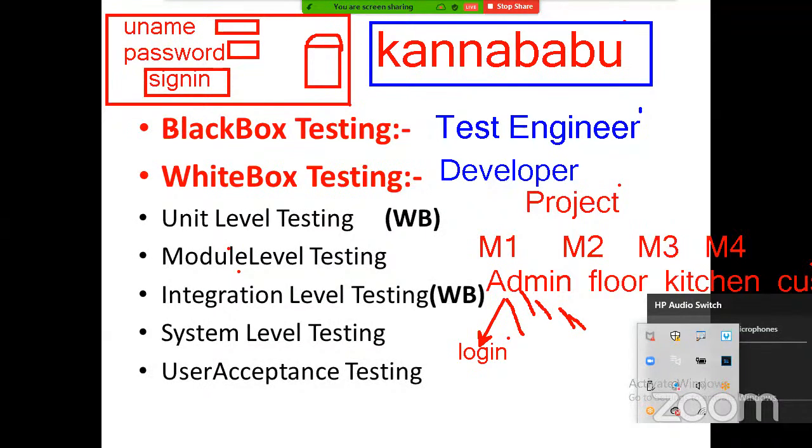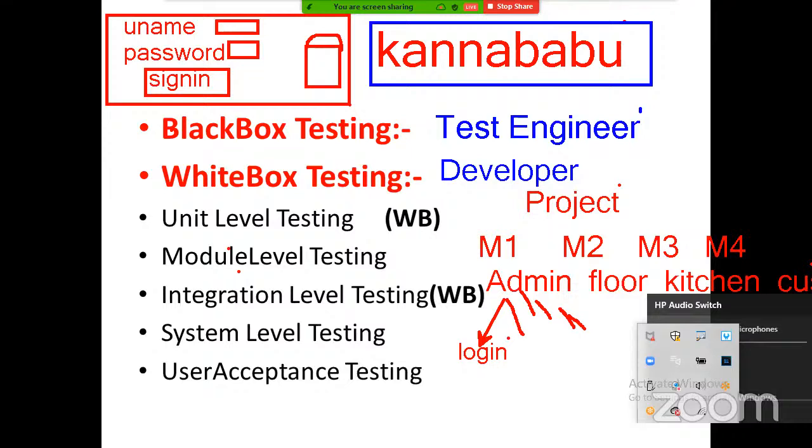And once the integration level testing is done, different developers will work on the same project. Now what will happen when different developers work on the same project? They will work on different machines. So now what will the test engineer do? The test engineer will collect all the modules from different machines, install them in one machine and start doing the testing. That is called system level testing.